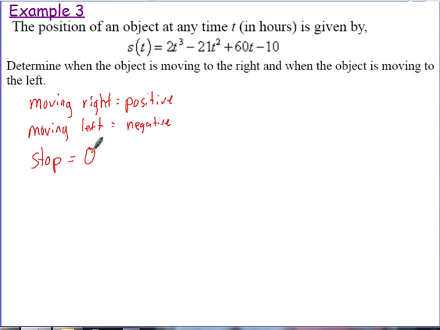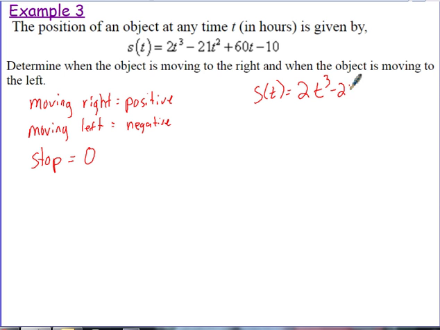So I have to understand when it's positive, when it's negative, but also when it's stopping. Because do you guys notice that it's not giving me any x's? It's not saying here at this time like it has before. It's saying you tell me when. So what we're going to do first of all is take the derivative. Does everybody agree with that? So let's do that first.